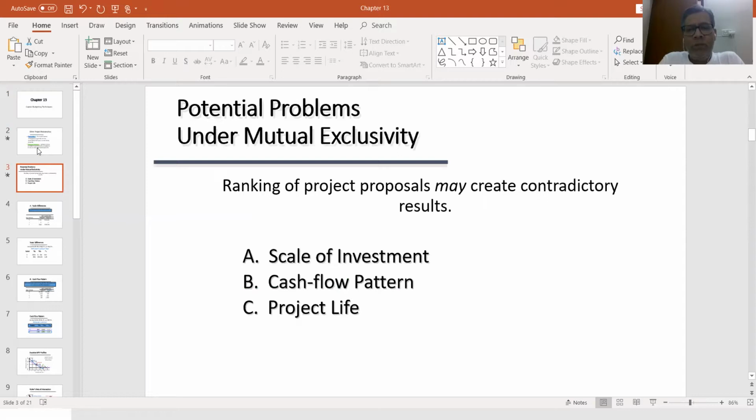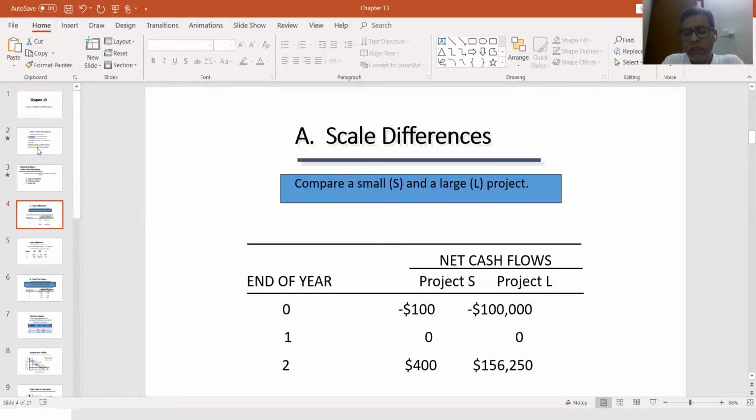There are some problems in terms of the mutual exclusivity of the projects, and these projects can be classified into scale of investment, cash flow pattern, and project life. Regarding the scale, differences mean that a project can be small, a project can be large. If we invest in a small project, the size of the project can be 10 million. If we invest in a large project, the size can be 100 million.